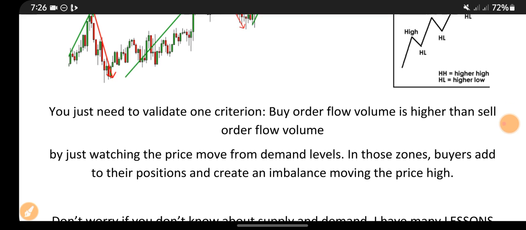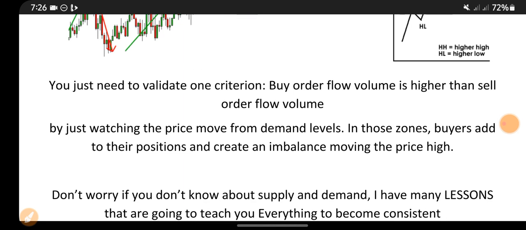Okay, so you just need to validate one criterion, and that criterion is that the buy order flow volume is higher than the sell order flow volume. The volume of the buyers is bigger, greater, higher than the volume of the sellers. This is one thing you have to put in your mind: the volume, not the number of people, the volume. And the volume is the lot size that I talked about in my other lessons. Do you guys get it?